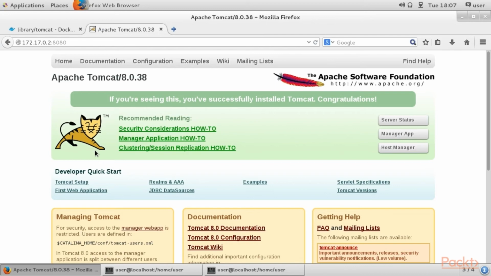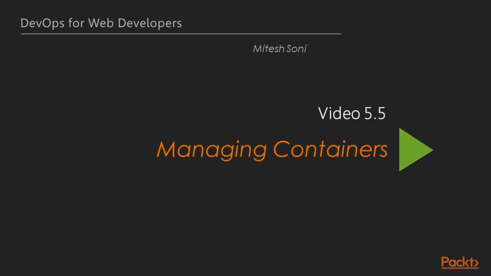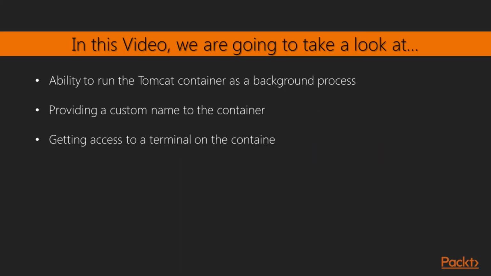Great work! We have successfully learned about the client-server architecture of Docker. In the next video, we will try to cover some basic but useful commands and try to build an image. Welcome to the next video of Section 5, Managing Containers. In the previous video, we have learned about the client-server architecture of Docker. In this video, we will try to run the Tomcat container as a background process.